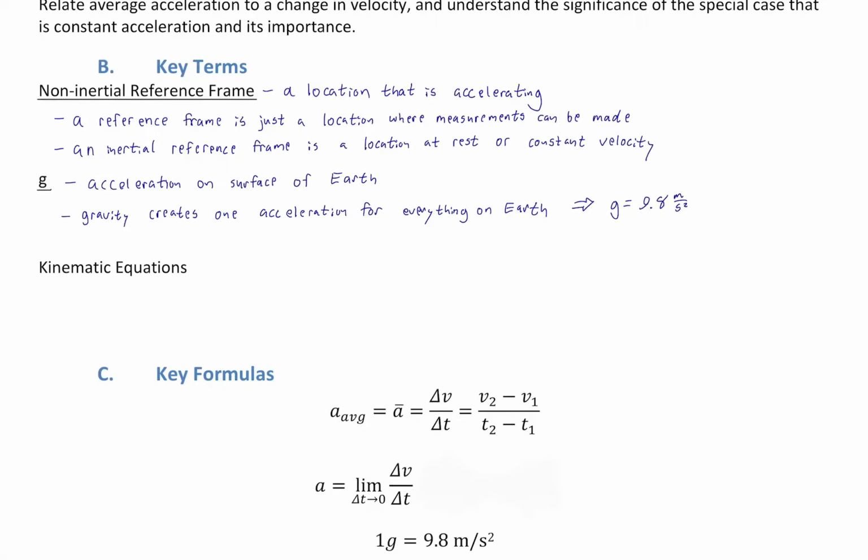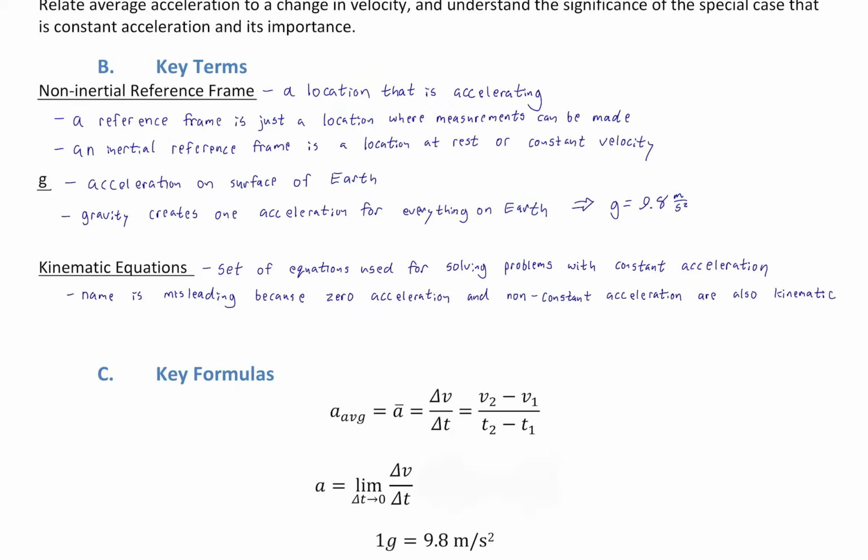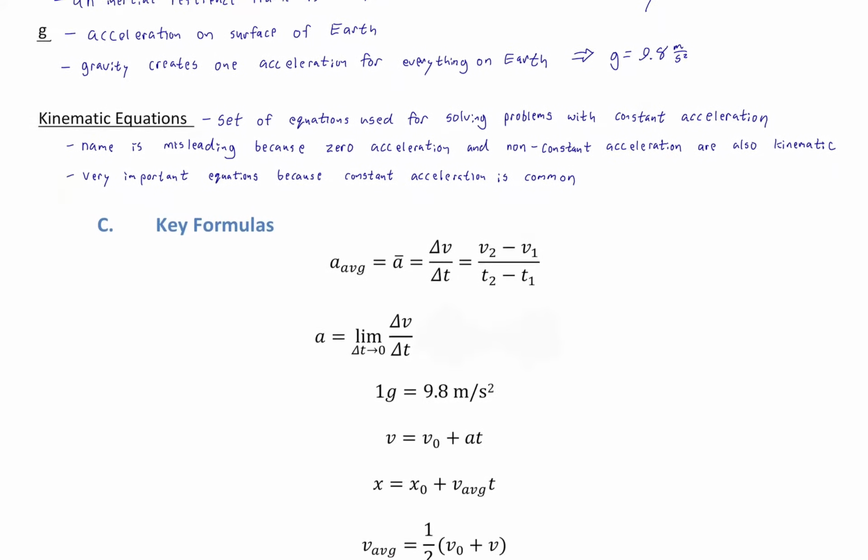Now, kinematic equations. What are those? We introduced kinematics in the previous lecture. So the kinematic equations are equations of position, velocity, and acceleration. You'd think so, but no. The kinematic equations are a set of equations used for solving problems with constant acceleration. The name is misleading because zero acceleration and non-constant acceleration are also kinematic, but equations related to that type of motion, non-constant acceleration or no acceleration at all, aren't called the kinematic equations. They are very important equations because constant acceleration is so common. It's ubiquitous.